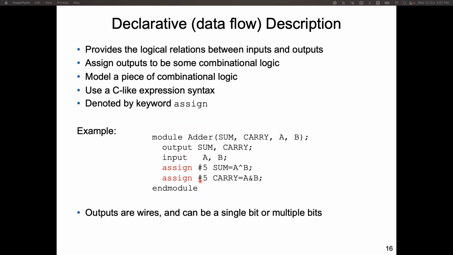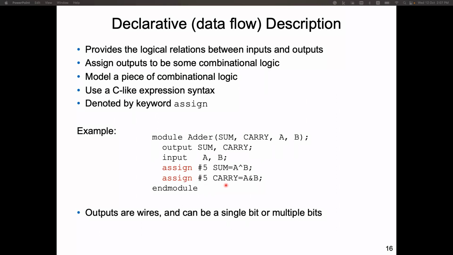Instead of specifying a combination of gates, here I just declare that this output, sum, this wire, must be equal to A exclusive-OR B. This is the symbol for exclusive-OR. I declare sum equals A XOR B. Then the output will be produced with a certain delay, #5, 5 time units.